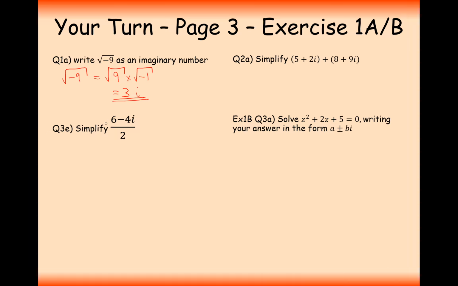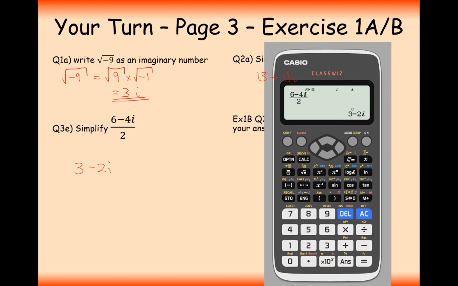Moving on to the next part over here, let's add together the real parts, 13. Let's add together the imaginary parts, 11. So it's 13 plus 11i, and you can do that on your calculator as well. Simplifying this term here, remember it's just dividing the first part by 2 and dividing the second part by 2 to give you 3 minus 2i. And you can always check that on your calculator as well. 6 minus 4i divided by 2 will give you 3 minus 2i.